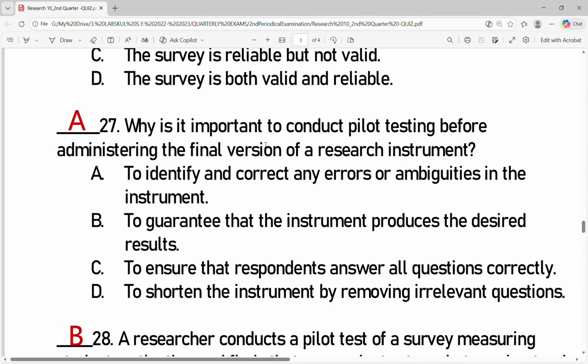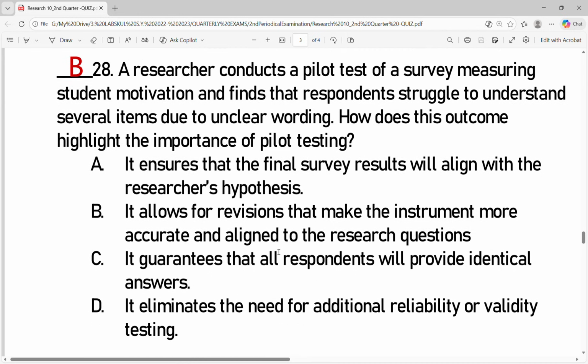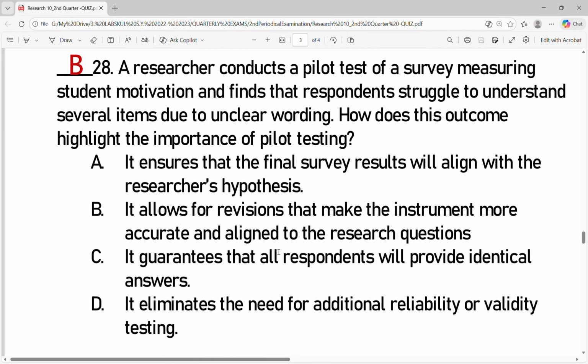Why is it important to conduct pilot testing before administering the final version of a research instrument? So the answer here is to identify and correct any errors or ambiguities in the instrument. Kaya para masigurado naton nga kung nakakandak na kita sang aton nga nakagather na kita sang essential data sa aton main respondents or participants, masabat yagid yaya ang aton mga research questions. So number 27, the answer is letter A.